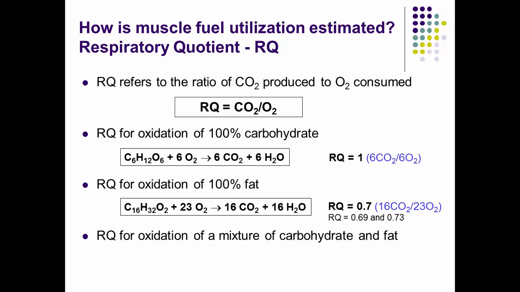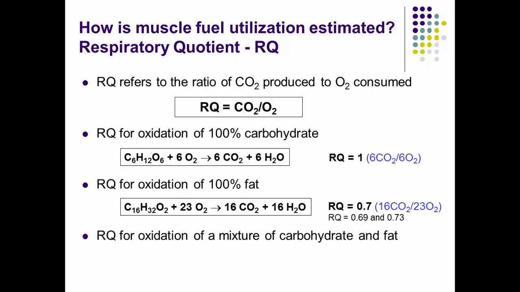Glucose has 6 carbons, 12 hydrogens, and 6 oxygens, right? And it requires 6 molecules of oxygen to completely oxidize glucose and generate 6 molecules of CO2 and 6 molecules of water. So RQ is 6 molecules of CO2 divided by 6 molecules of oxygen, so it's 1, right? So if we oxidize 100% carbohydrate, the RQ should be 1.